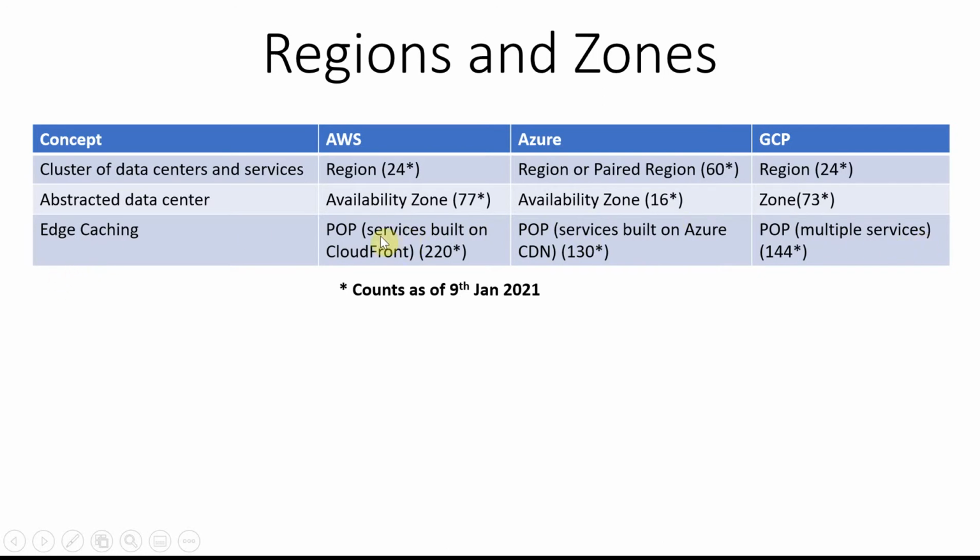So if you look at the edge caching layer counts, AWS has 220, Azure has 130, and GCP has 144. If you compare, AWS and GCP are going neck to neck, and they are also hugely expanding now. Availability zones are what is important to me, because they will compare to regions, which are widespread.